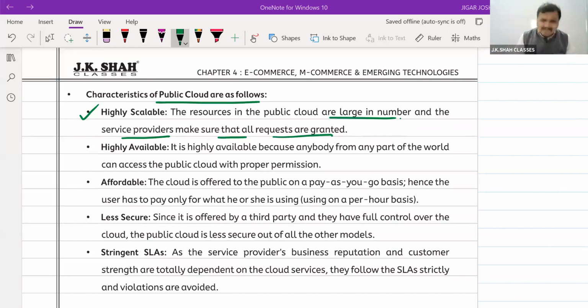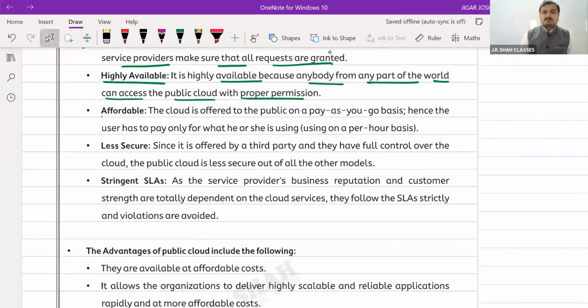Number two, highly available. Why? There are n number of companies providing public cloud services. You can search over the internet for public cloud service providers. You will get thousands and thousands of companies nowadays. Many companies have entered this business. It is highly available because anybody from any part of the world can access the public cloud with the proper permission. Third one, you are paying for the full cloud or only for the resources which you use?